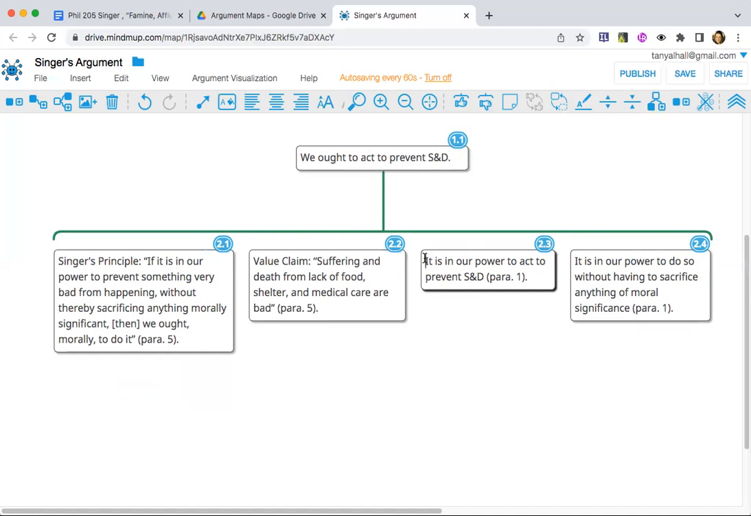Let's call this the effectiveness claim. This is a claim about what's actually in our power. And this is a claim about what we'd have to give up. Let's call this the sacrifice claim. And again, it's not just about the time and money you would give up, but the broader thing Singer means when he says what counts as a sacrifice.